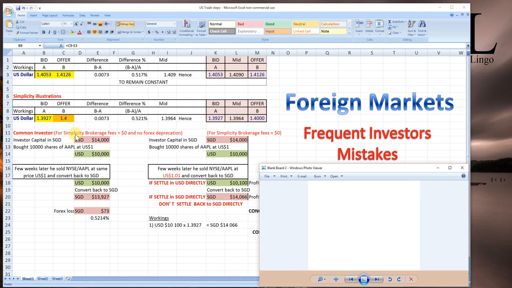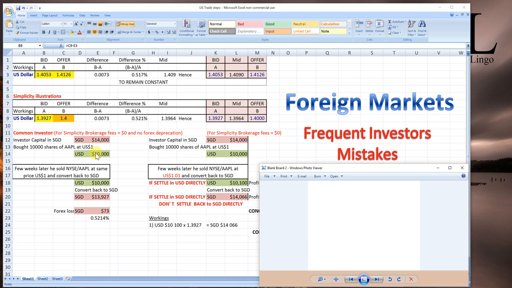Now assume this investor has 14,000 Sing dollars and he wants to buy 10,000 shares of Apple at USD $1. As a start, we're going to assume that the brokerage rate is 0 for simplicity. When we convert these 14,000 Sing dollars to USD at this exchange rate of 1.4, we get $10,000 to obtain the 10,000 shares.